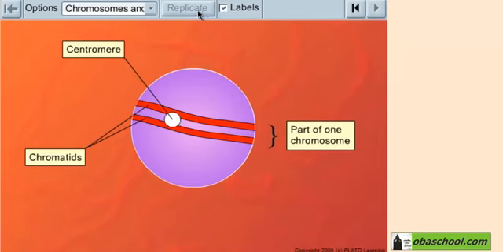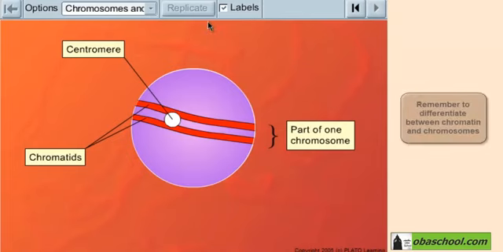And it is not a chromosome at all times. When it is unreplicated and it is decondensed, it is chromatin. When it condenses and replicates to make two sister chromatids joined at the centromere, that's when we call it a chromosome.